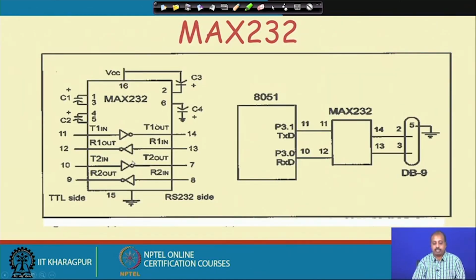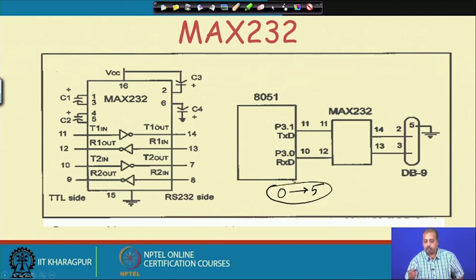Now, there is another problem in case of 8051. This is a TTL chip. So, the receive and transmit lines that we have, pins 3.0 and 3.1, will give you the TTL level output. TTL level output means these signal values are in the range of 0 to 5 volts. There are some definite low and high levels, so the low cannot be lower than 0 and the high cannot be more than 5.